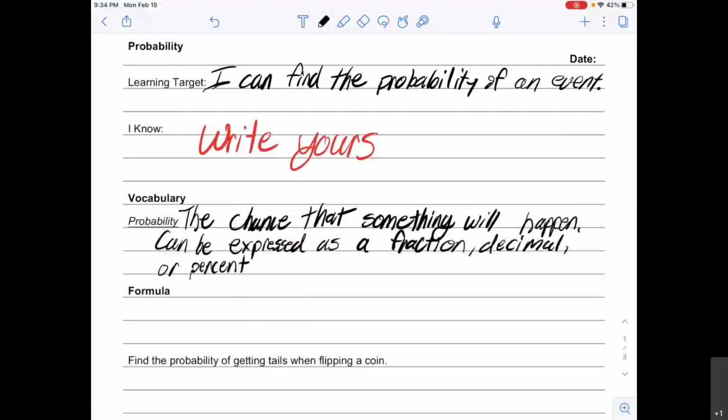For today's video, we are talking about probability. So, our learning target is I can find the probability of an event. Please write down the date that you're watching this for your records. Write down what you already know about probability.